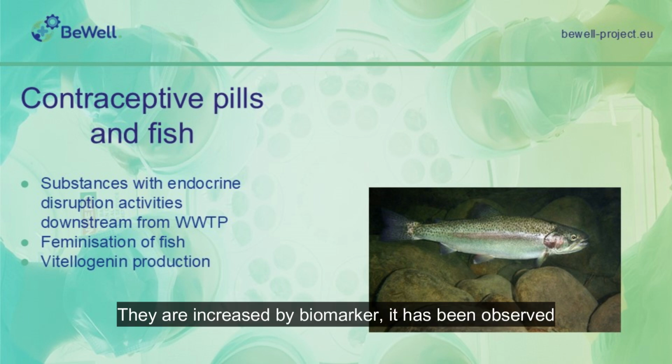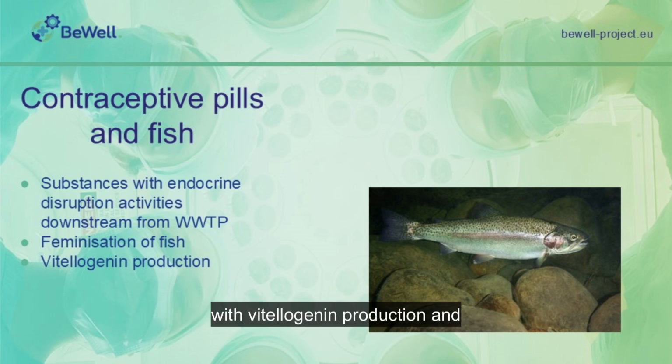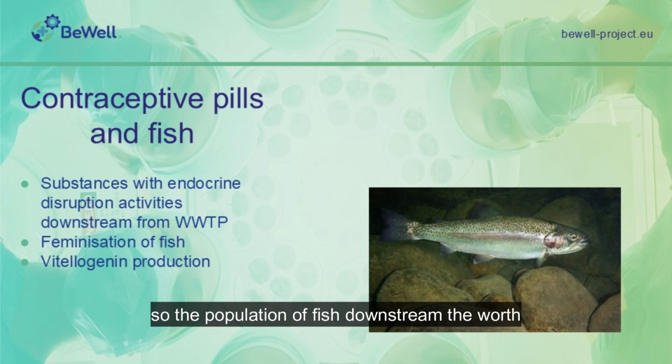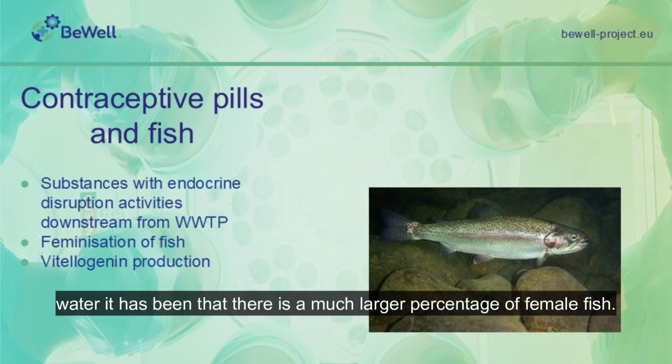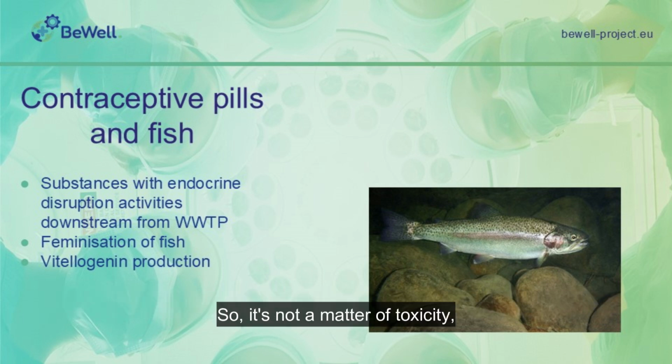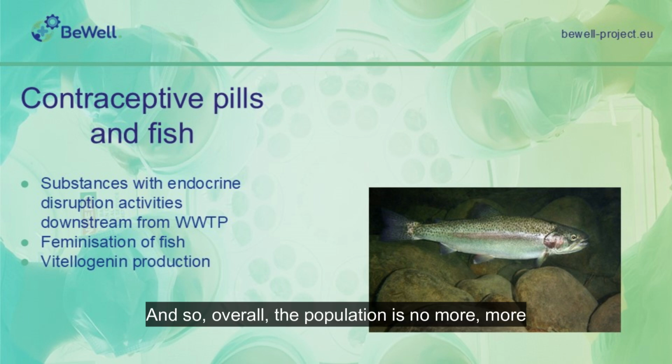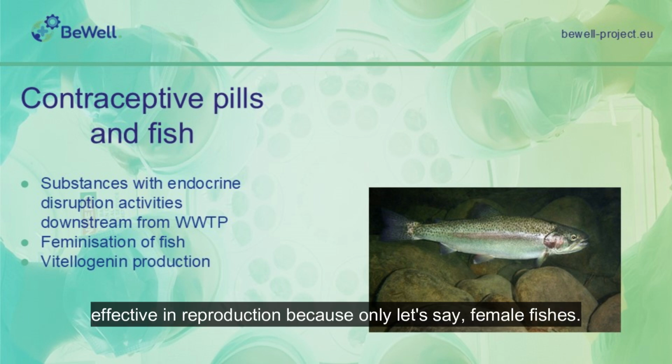They are increased by biomarker. It has been observed with vitellogenin production, and so in the population of fish downstream of the wastewater, there is a much larger percentage of female fish. So, it's not a matter of toxicity, it's a change of ratio between male and female. And so, overall, the population is no longer effective in reproduction, because there are only, let's say, female fish.